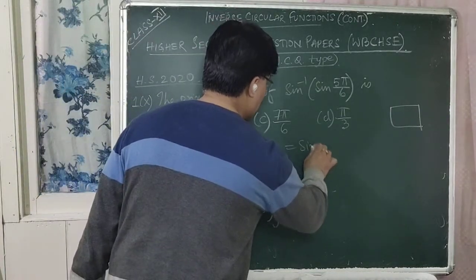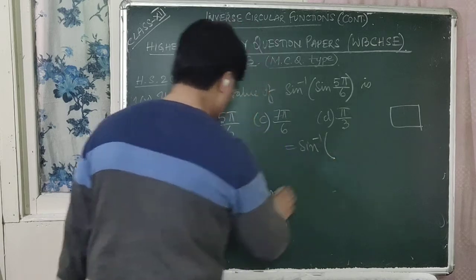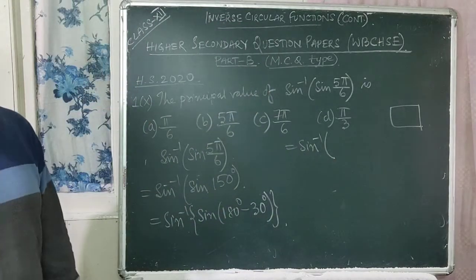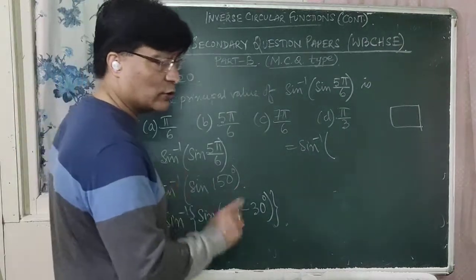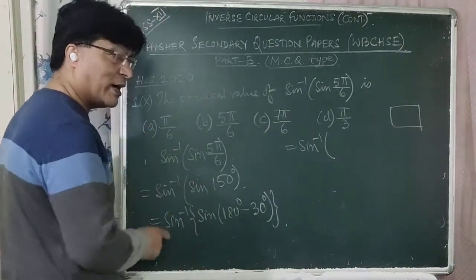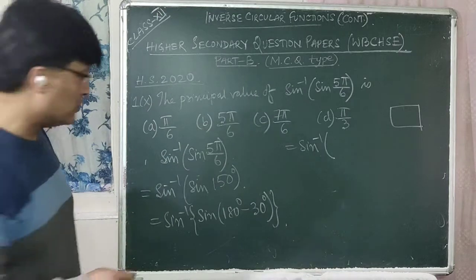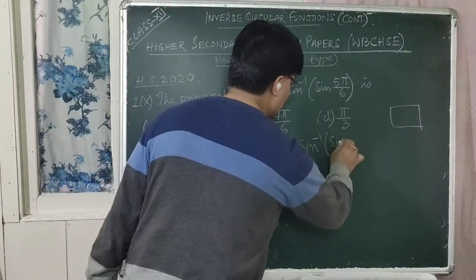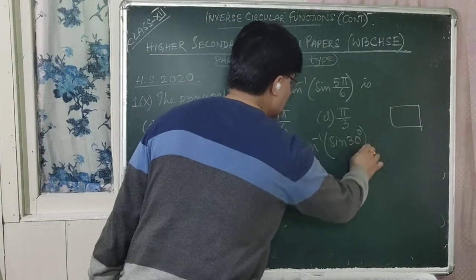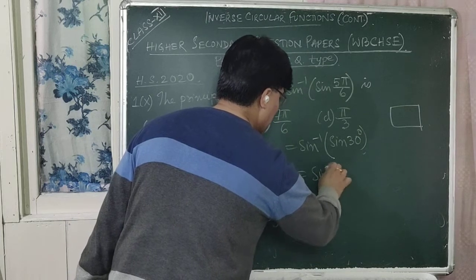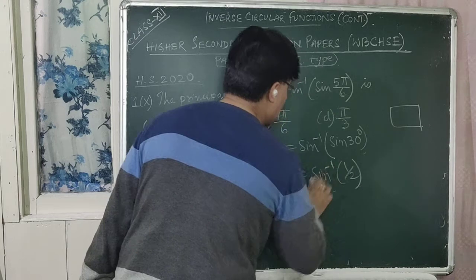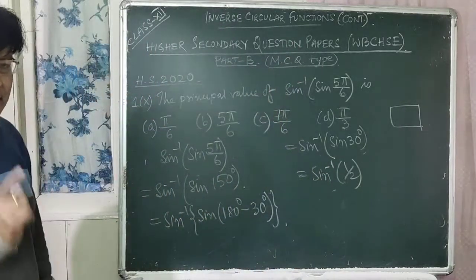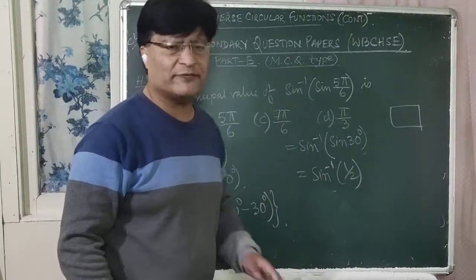So it is equal to sine inverse within bracket sine(180 minus 30). It lies in the second quadrant. In the second quadrant, sine is always positive, so usually we don't write the positive sign. 180 is an even multiple of 90, so sine remains the same. That is sine 30 degree. Now what is sine 30 degree? Sine 30 degree is 1 upon 2. But since in this case you have to find the principal value, that is the least value, this is the positive value, half.